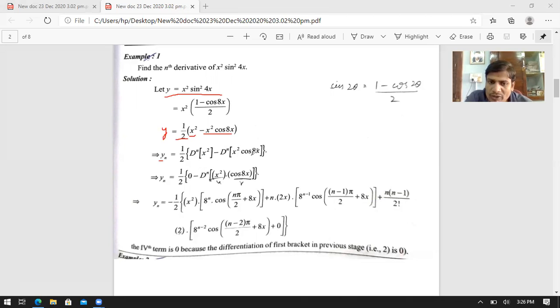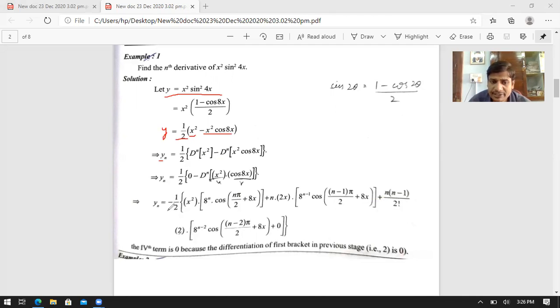See here, two functions are there: x square is one function, cos 8x is another function. In the Leibniz theorem statement, we take x square as the first function. After that, cos 8x is the second function. Then the nth derivative of x square into cos 8x, where this is the first function and this one is the second function.